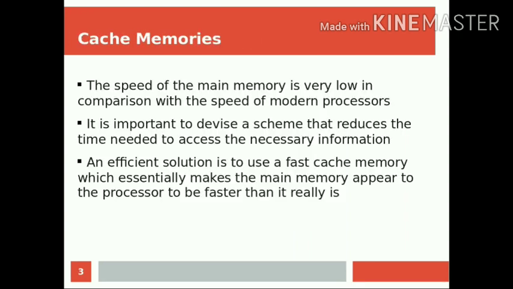In this video, we will explain the working of cache memories. The speed of the main memory is very low in comparison with the speed of a modern processor. It is important to devise a scheme that reduces the time needed to access the necessary information. An efficient solution is to use a fast cache memory, which essentially makes the main memory appear to the processor to be faster than it really is.